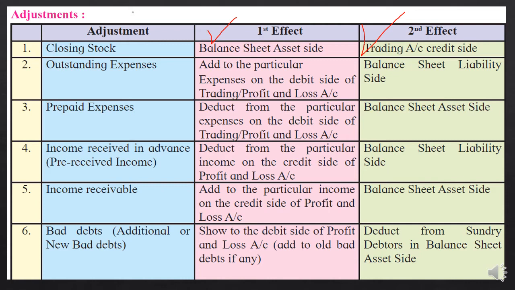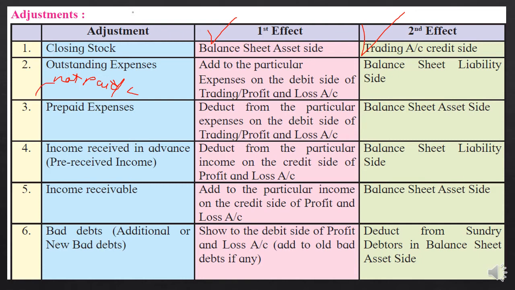If the closing stock is given, the first effect is the balance sheet asset side, and the second effect is trading account credit side. Outstanding expenses: some expense of this year is not paid. Outstanding simply means not paid. So some expenses are not paid this year, so they should be paid in the next financial year. So this year that outstanding expense is a liability for the business. So add the particular expense on the debit side of the trading and P&L. Whatever expense is pending, not paid, you will add that unpaid amount into that item, and then the second effect will go on the liability side.